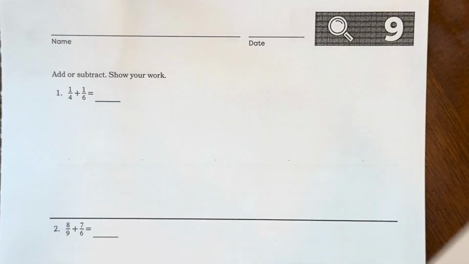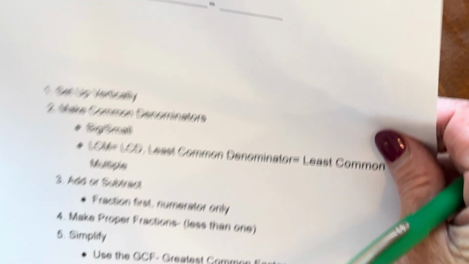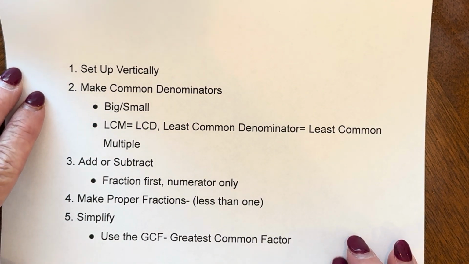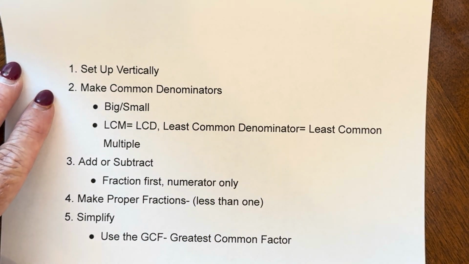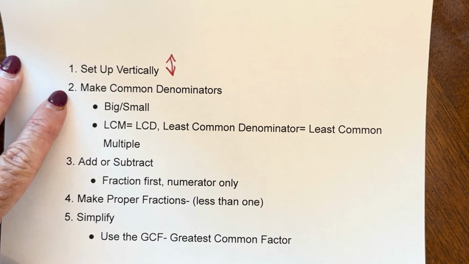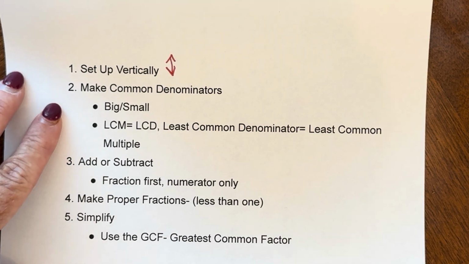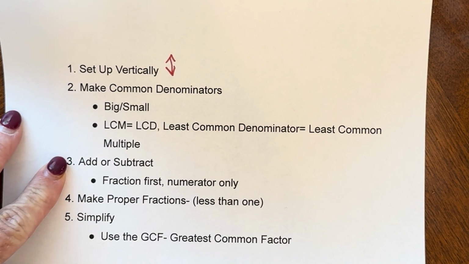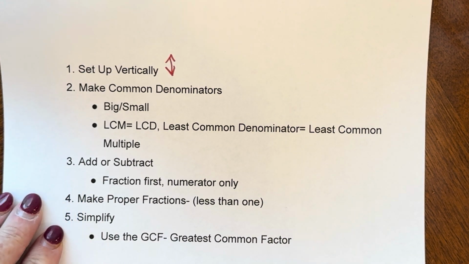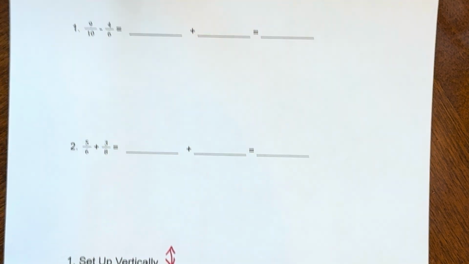Okay, so I'm going to get started on mine. And before I get started, I'm just reminding myself of my steps. So I'm going to set up my problem vertically. Remember, vertically is up and down. I'm going to use a strategy for common denominators. Then I'm going to add or subtract. I'm going to make proper fractions, which are fractions that are less than 1. And then I'm going to simplify if I know how.